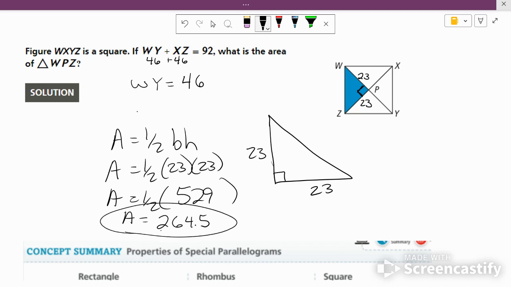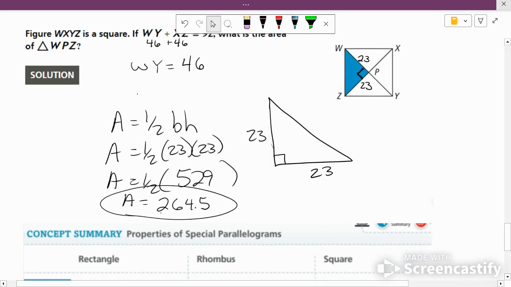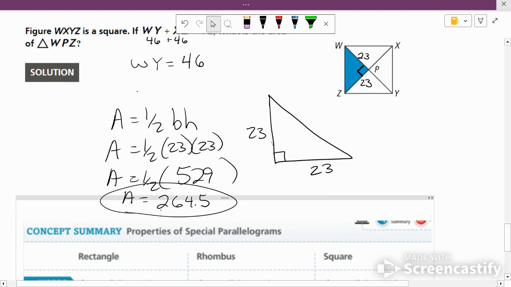That's the area. So those are the types of problems that you'll be seeing today. Okay? Those are the types of problems you'll be seeing today. So let's get started with this.